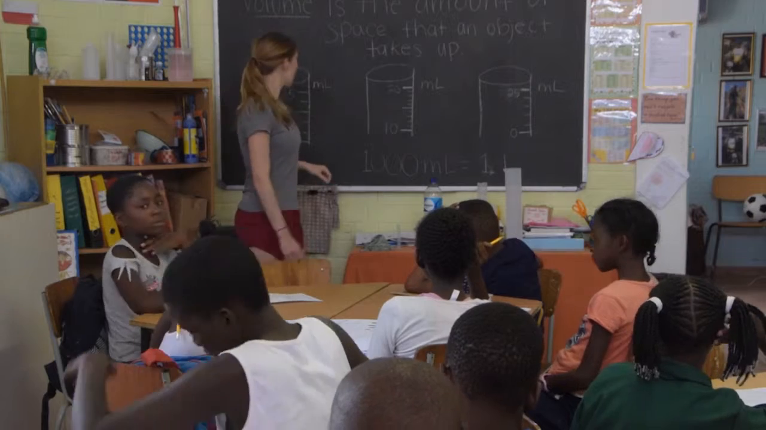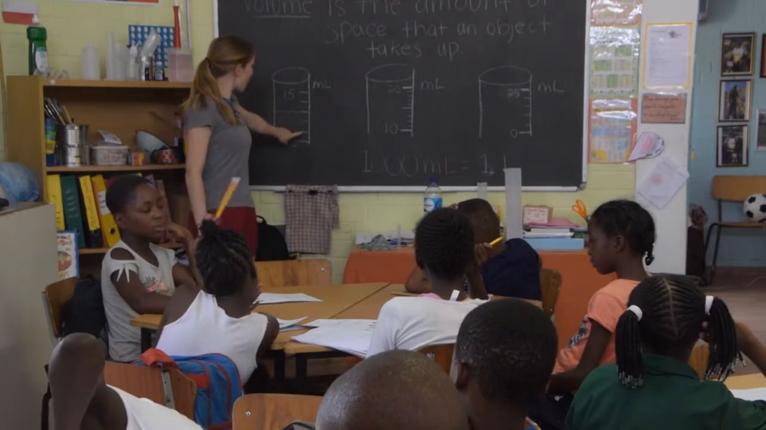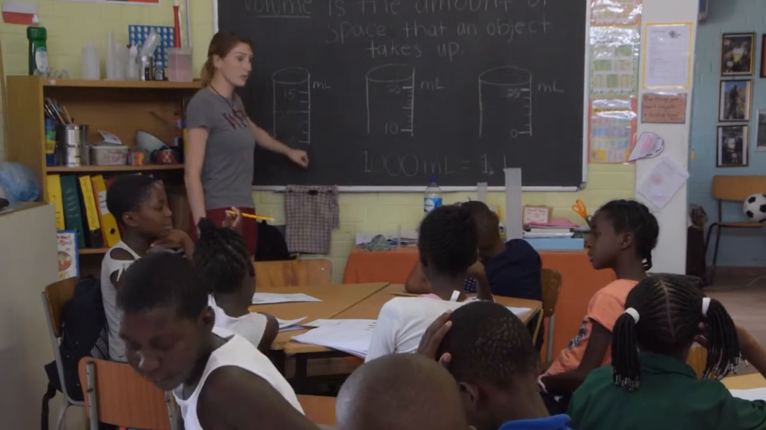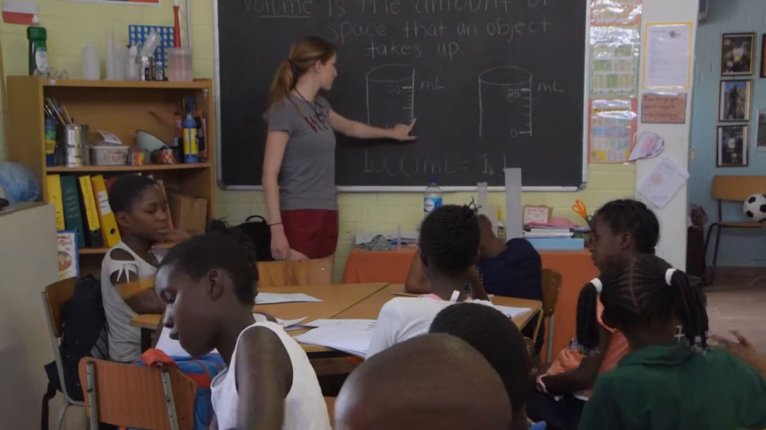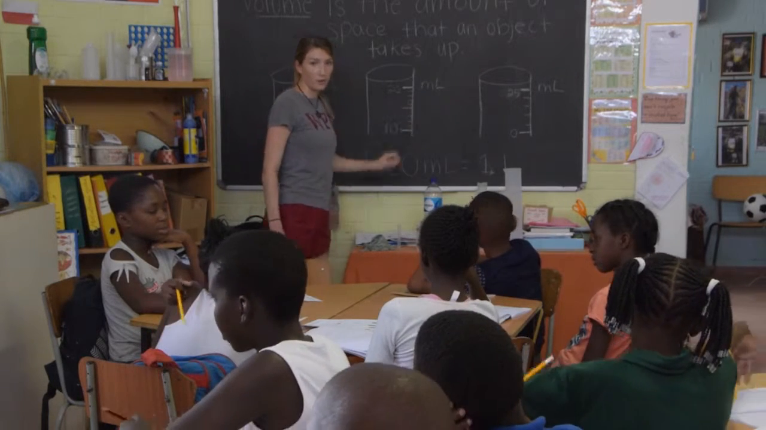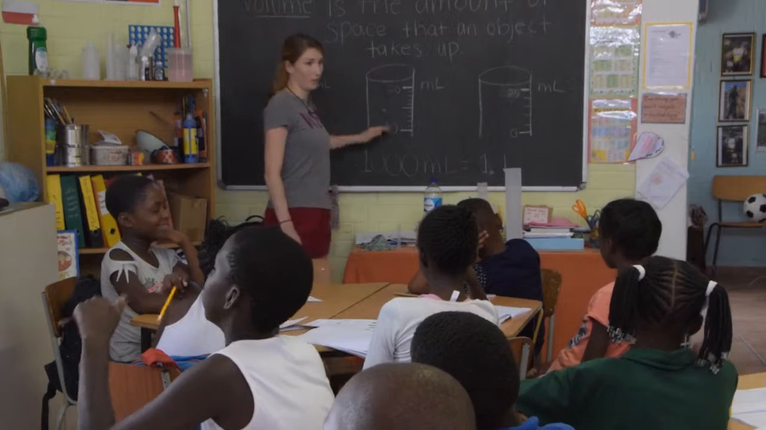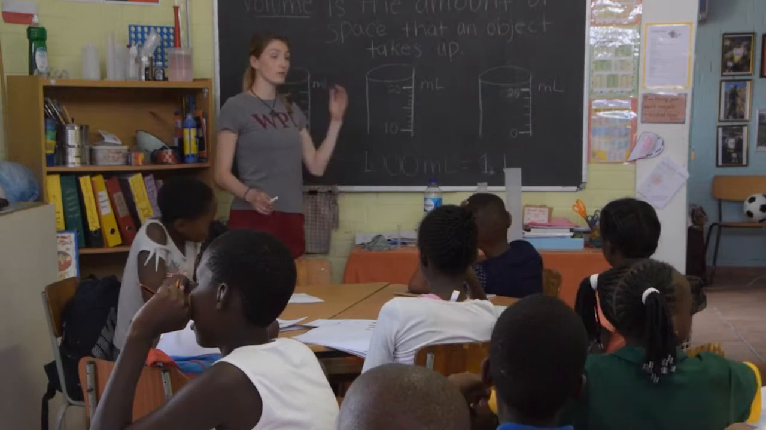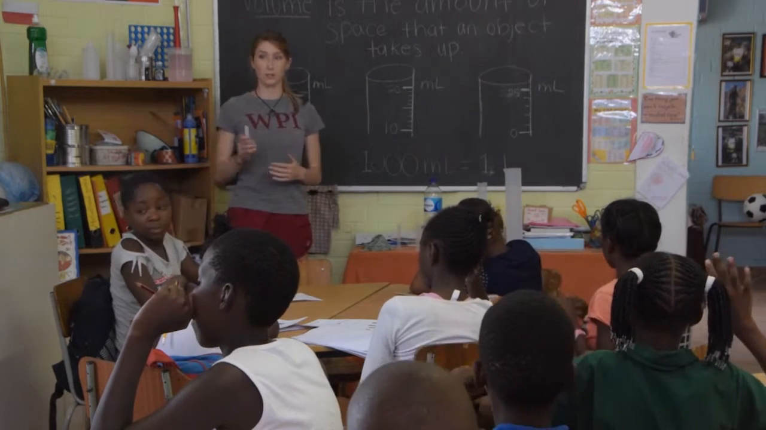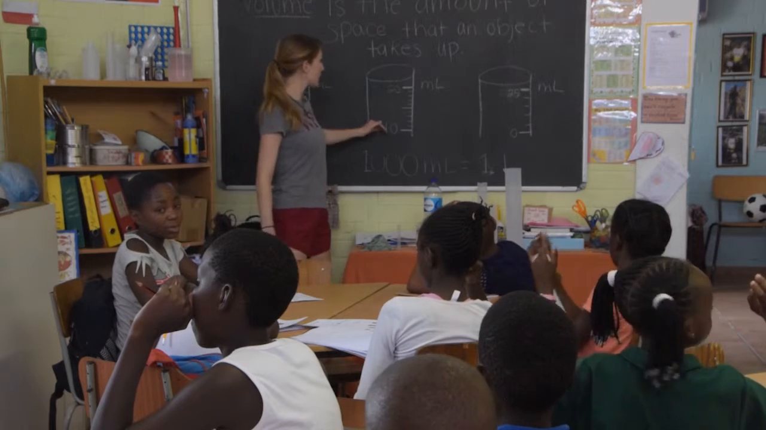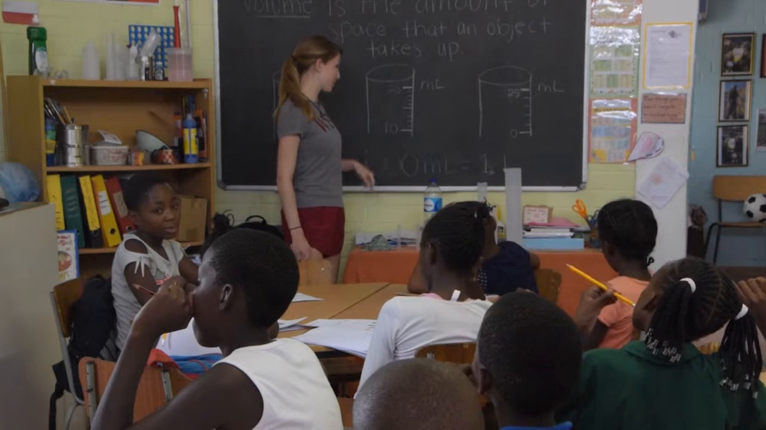Good job. So look at the difference. This one measures 1 milliliter, and this one also measures 1 milliliter, but these lines are a lot smaller. That's because the scale is different. So when you're using instruments like graduated cylinders and beakers, you have to read the lines and figure out what each line represents.